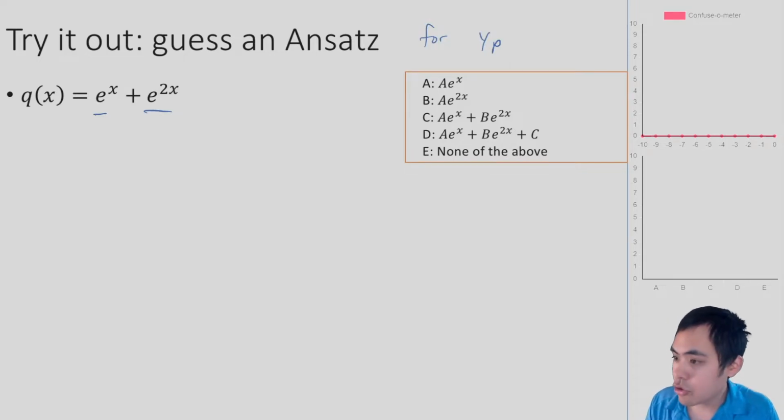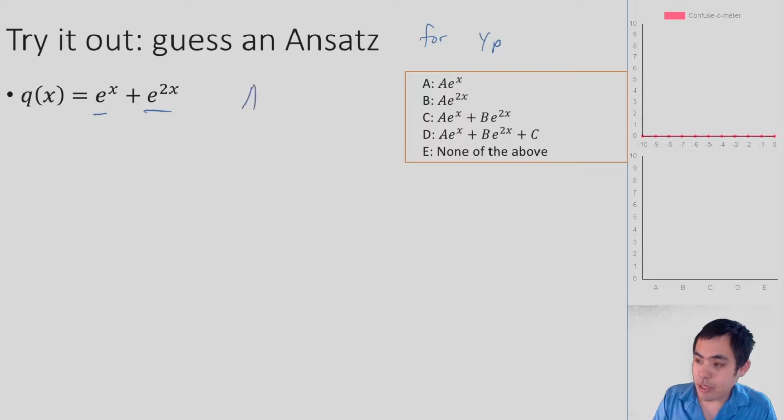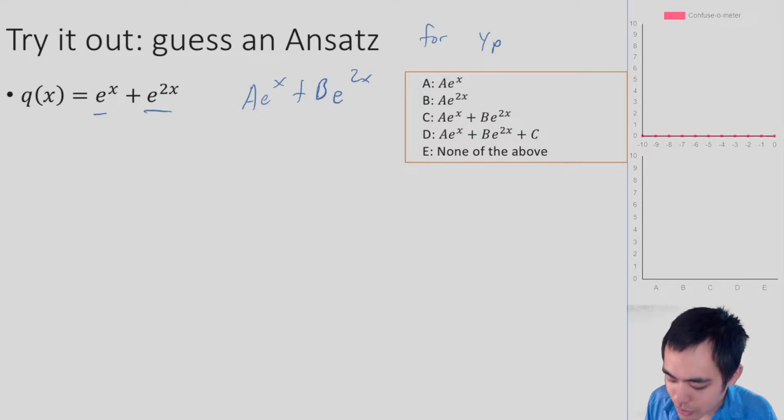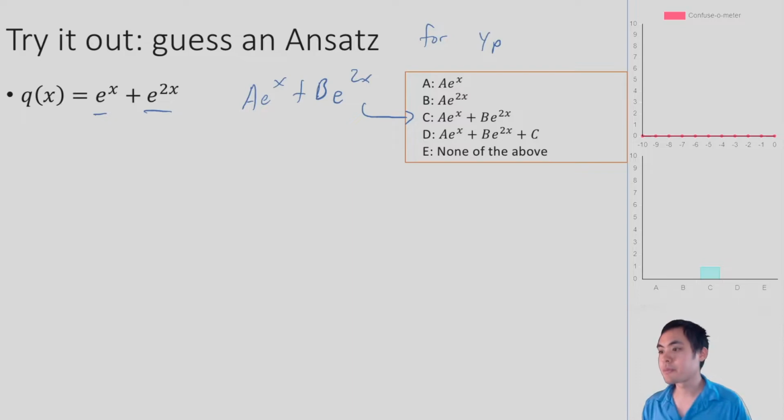So what we need to do is take the derivatives of e to the x. They're just e to the x, right? So you have some constant times the derivatives of e to the x, which is a e to the x, and you have some constant times the derivatives of e to the 2x, which are 2 e to the 2x, but the piece that you care about here is just the e to the 2x. And so this answer here is going to be C.